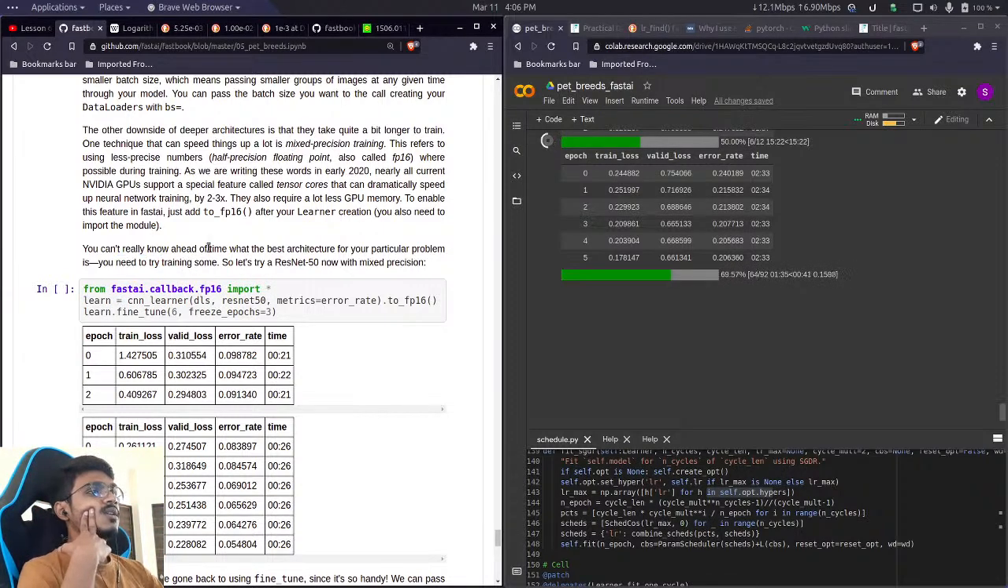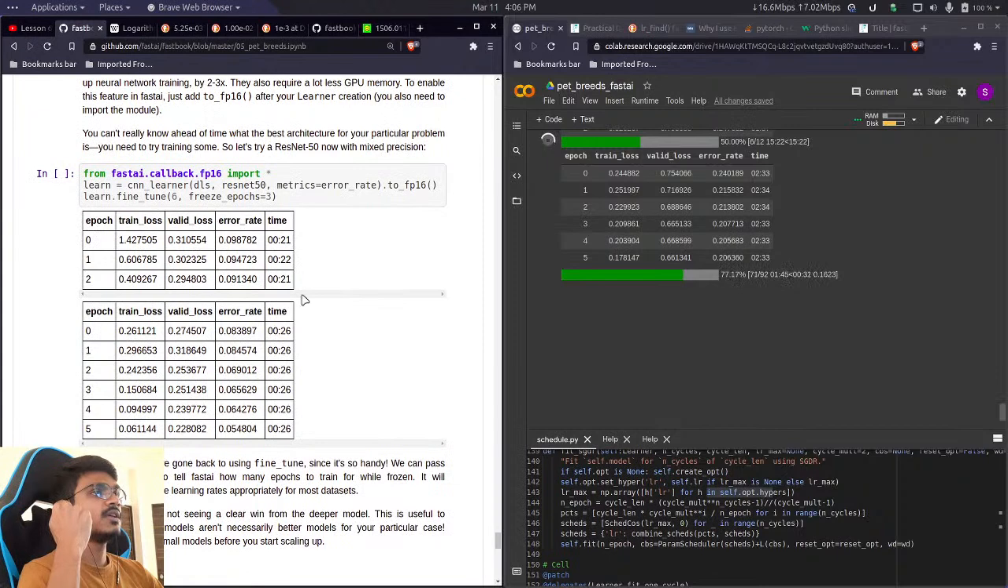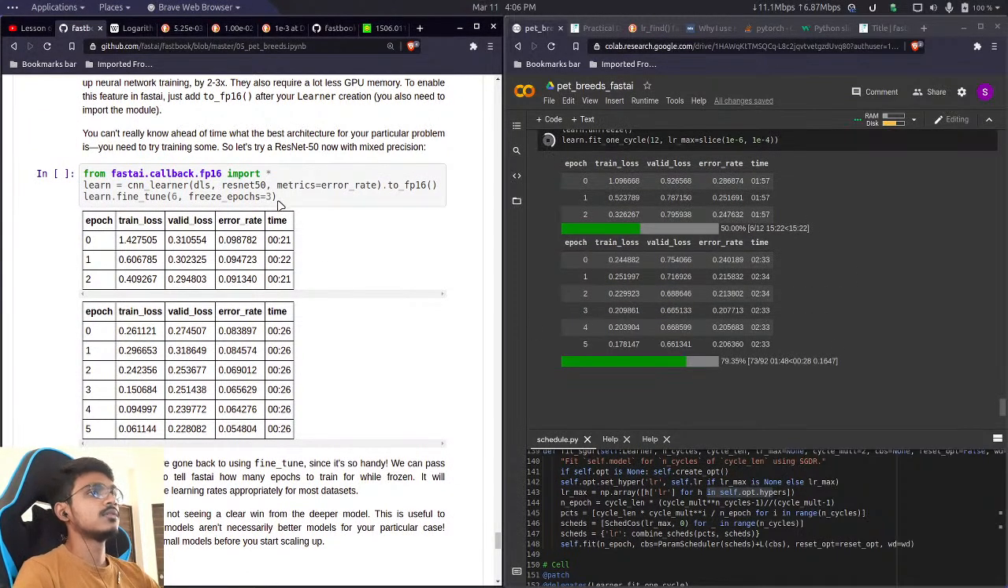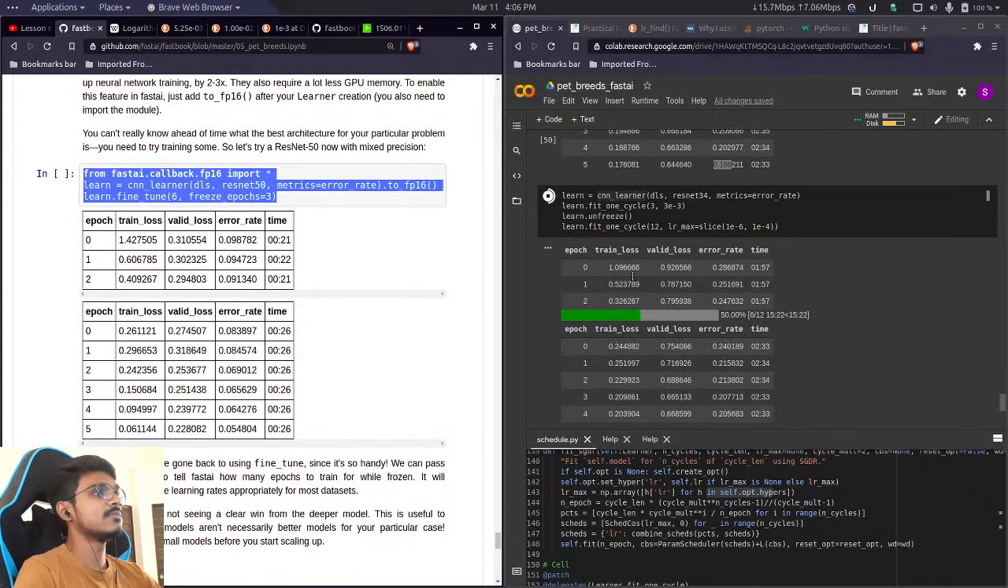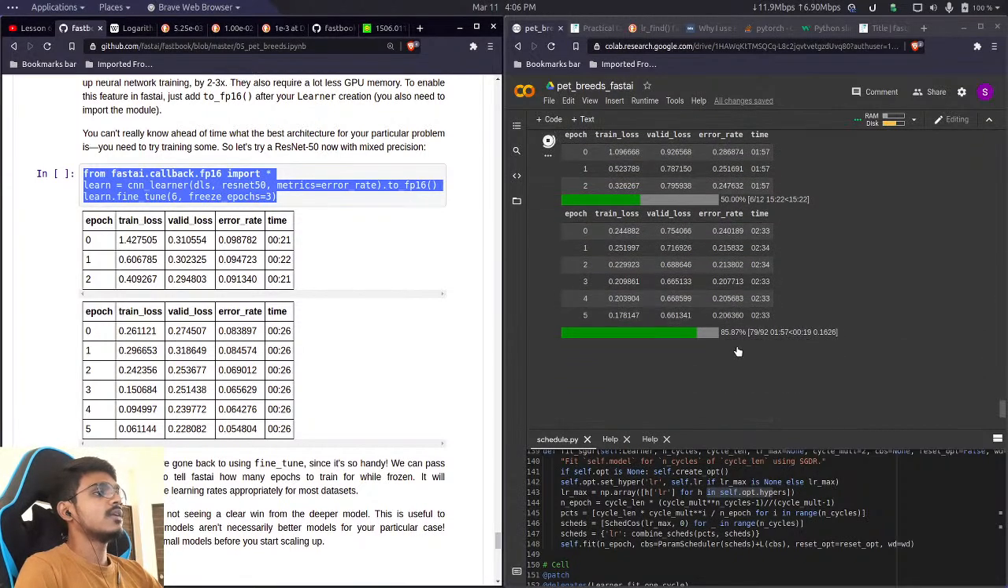You can't really know ahead of time what the best architecture for your particular problem is. You need to try training some. So let's try a ResNet-50 now with mixed precision. Okay, we have to train another model. I'm not done training the previous model yet, and now we have to train another model.